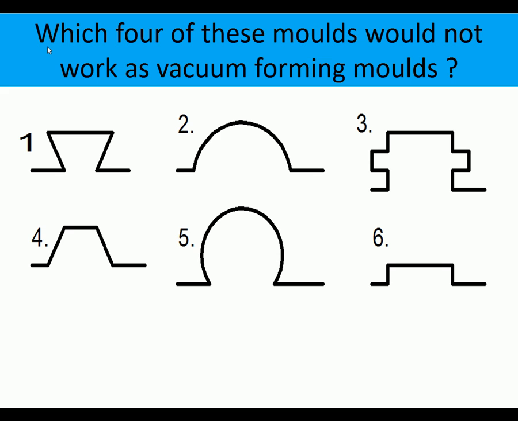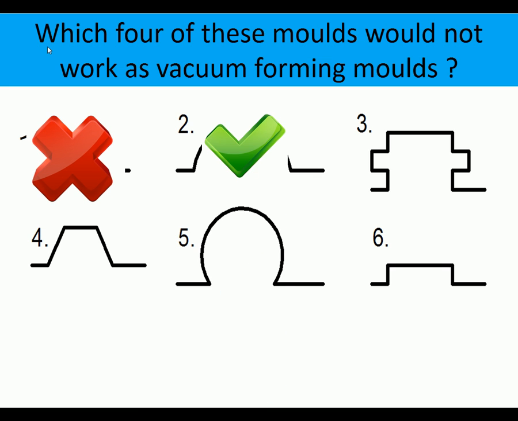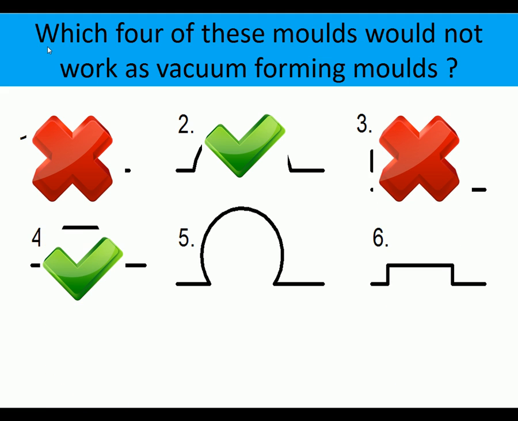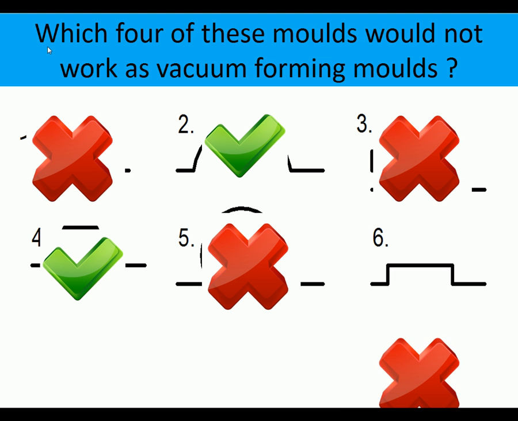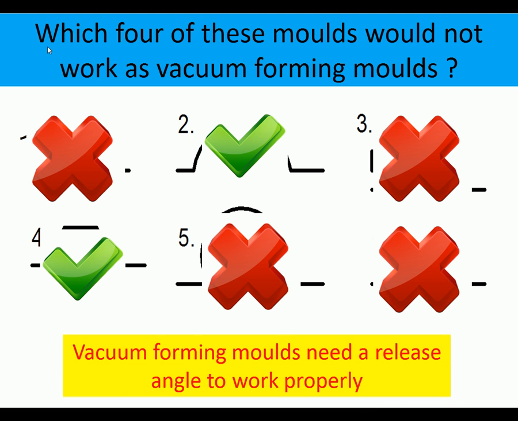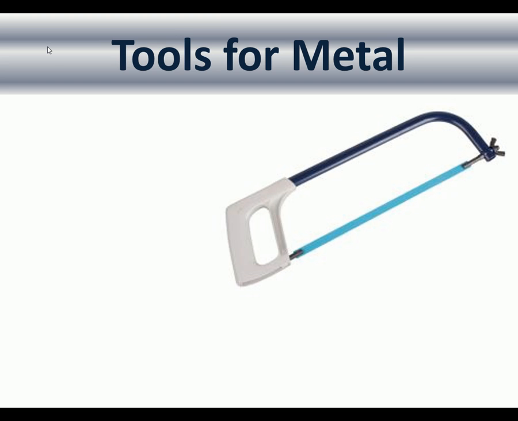This is vacuum forming. Which of these mold shapes would not work as vacuum forming molds? So which would not work as vacuum forming molds? Number 1, no. Number 2, yes. Number 3, no. Number 4, yes. Number 5, no. And number 6, no. Vacuum forming molds need a release angle of 10 degrees to work properly. That's vacuum forming.